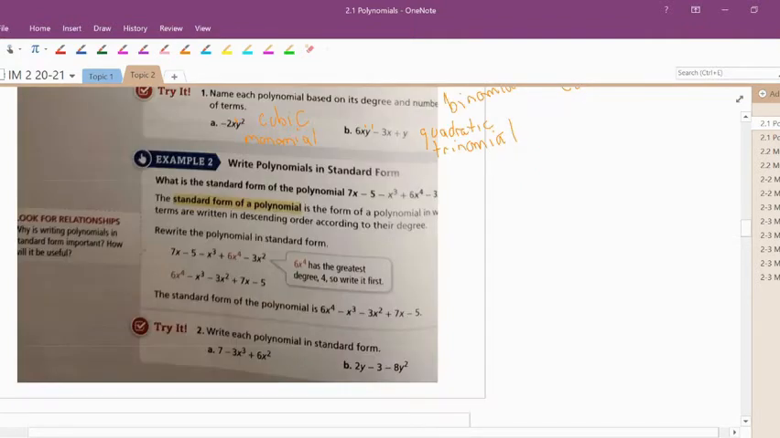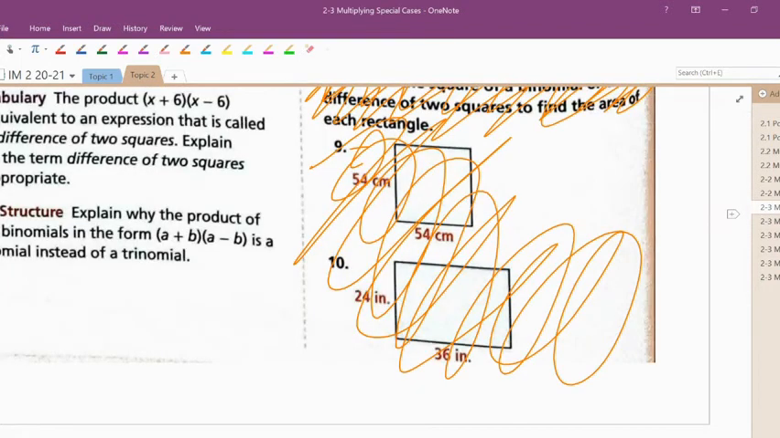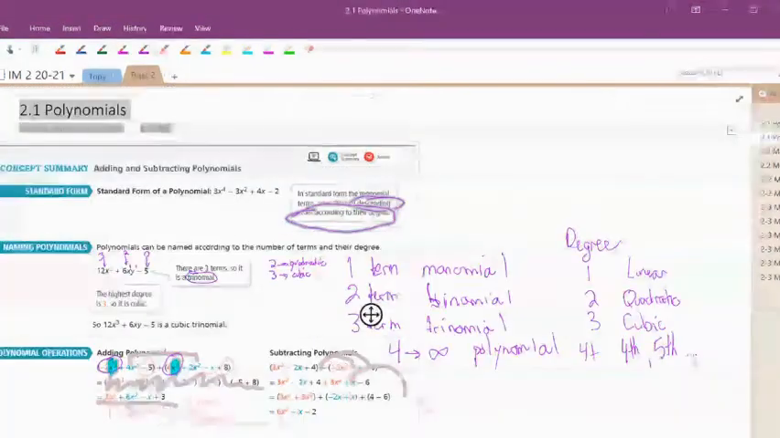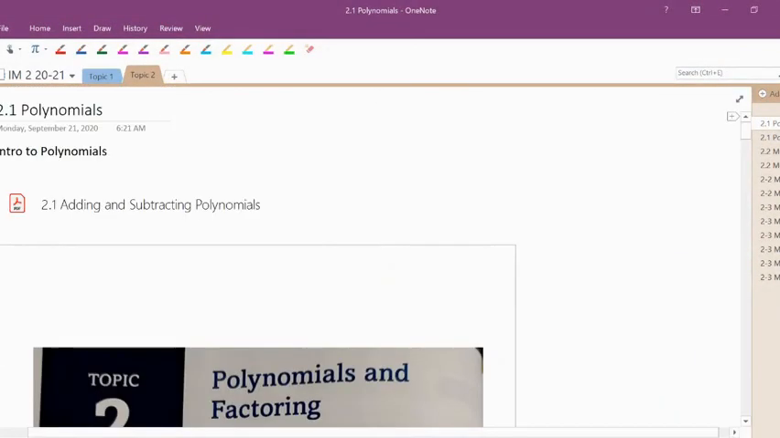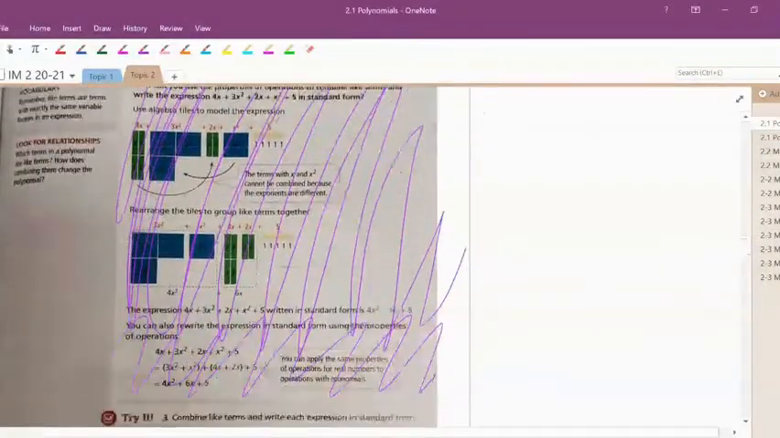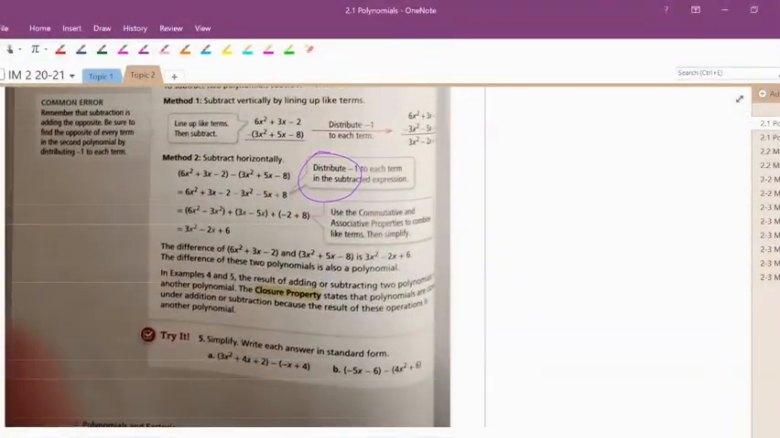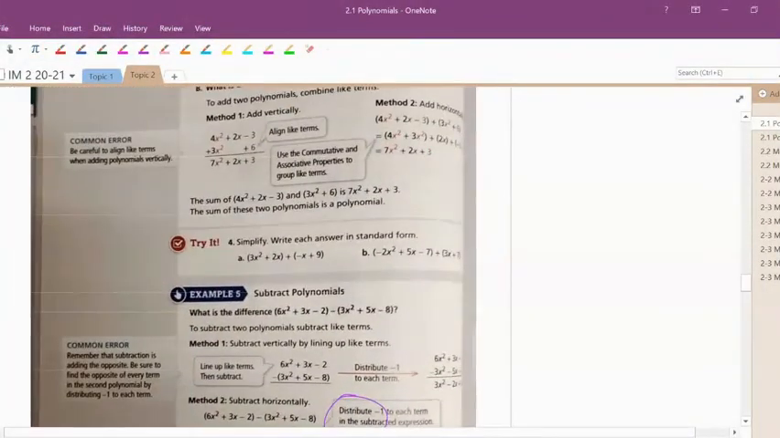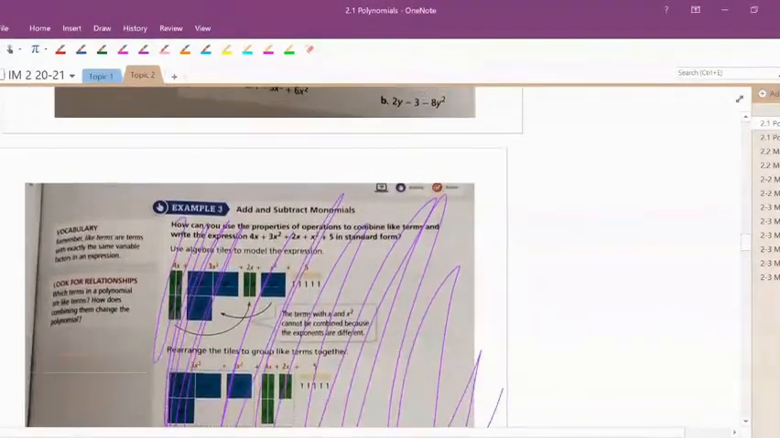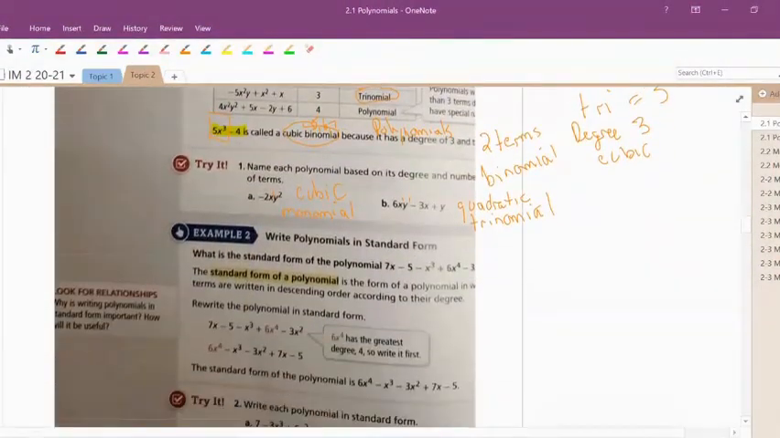Now another thing we can do with polynomials is write them in standard form. Whoop. Sorry, I don't know what happened there. It kind of went away for a little bit. Where were we? There we are.